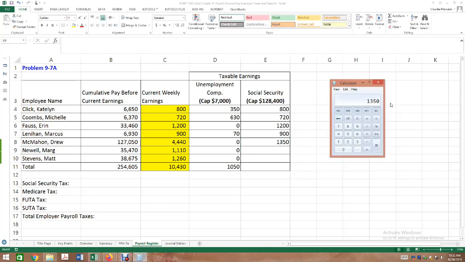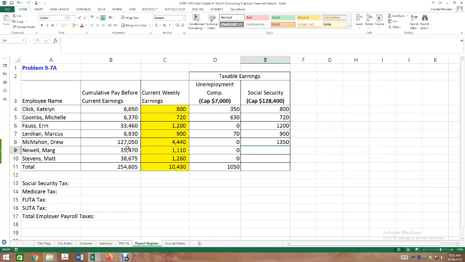And why are we going to pay $1,350? Because my cap is $128,400. This employee has already earned $127.50. So I am only responsible to pay taxes on the next $1,350 of earnings, which is what I'm going to plug in there. Mark Newell has only made $35,000. They got a long ways to go to reach the cap. So everything that they earned this week is going to be taxable.